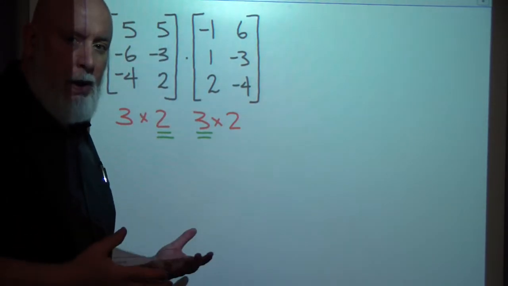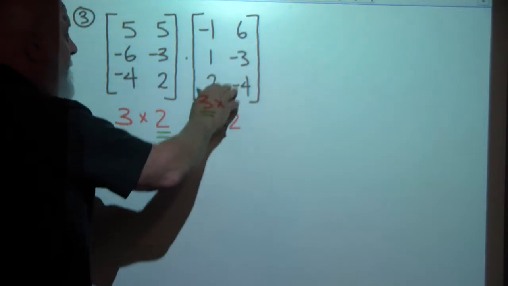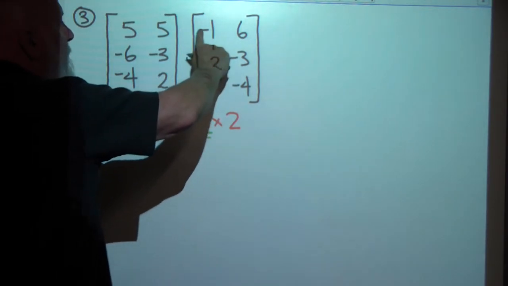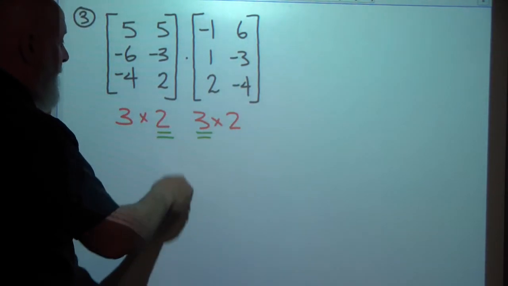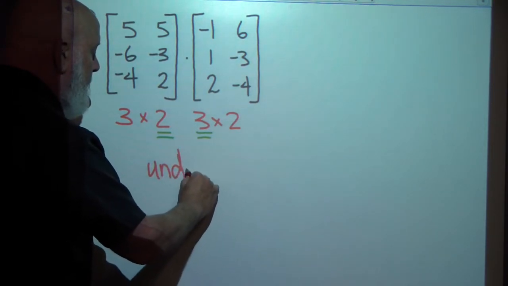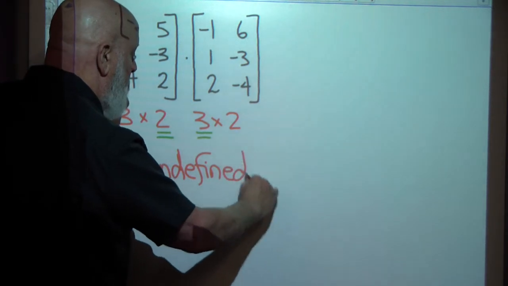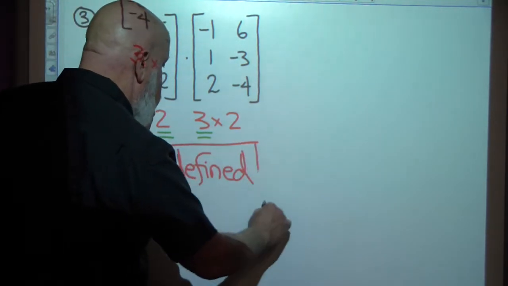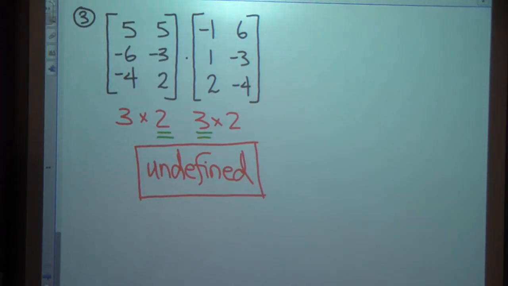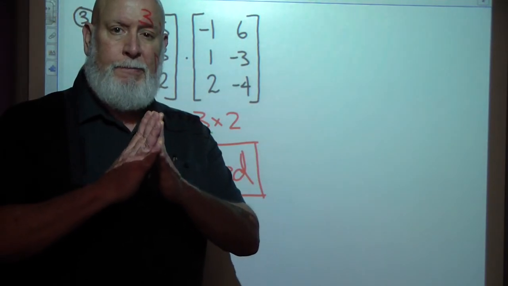This multiplication is undefined. In order to multiply matrices, the number of columns in the first one has to be equal to the number of rows in the second one. And that's not the case here, so undefined. And that is multiplying matrices. You can do this.